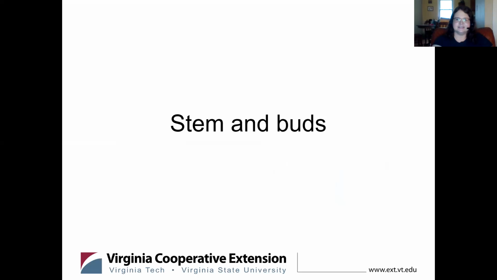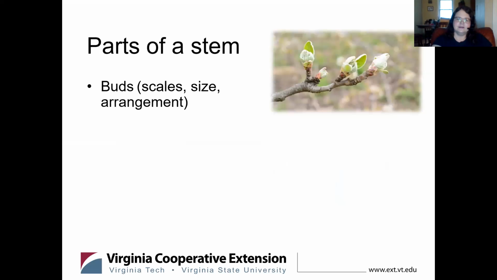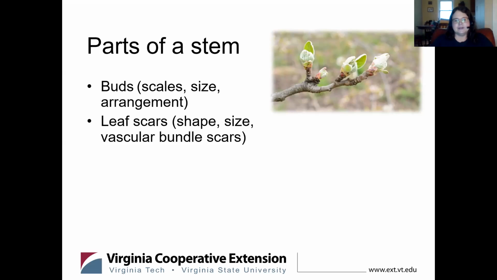Stems and buds, so this gets more interesting here. So parts of a stem, of course, we have buds. Their scales, size, and arrangement you can use for identification. Leaf scars can be used for identification, so you could use shape, size, lack thereof, or visible vascular bundle scars. So some trees and bushes have them and some do not. We'll point out on the next slide where to look for those.